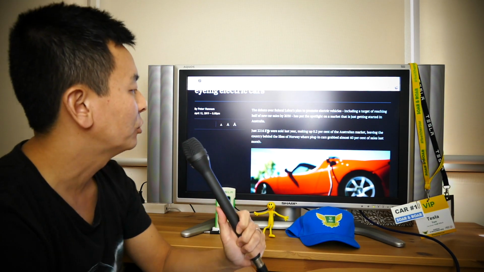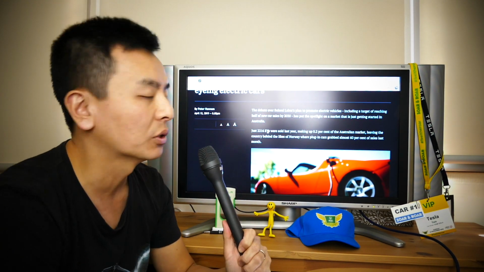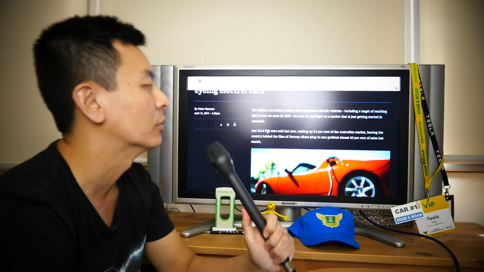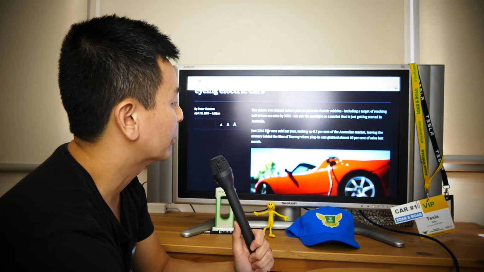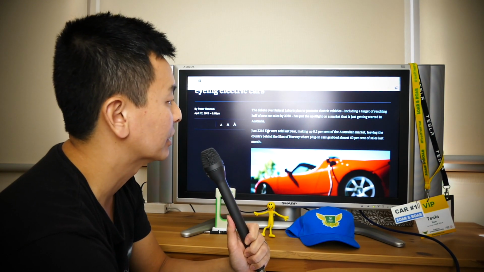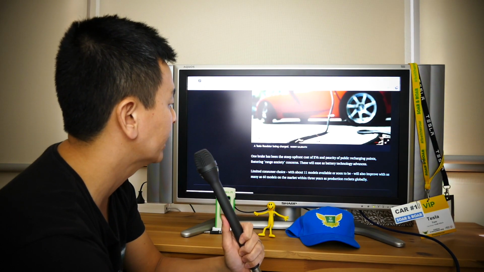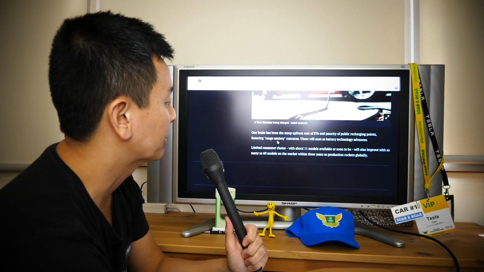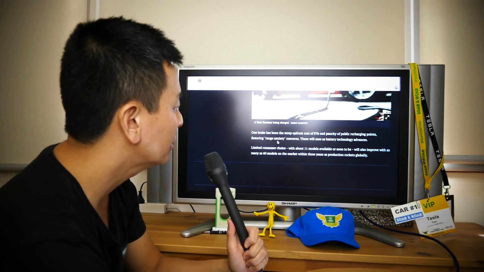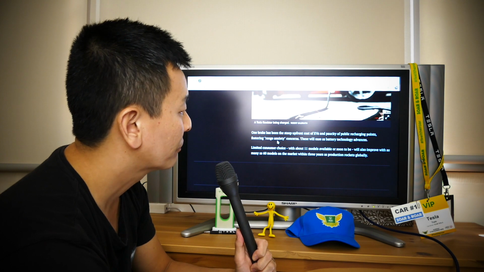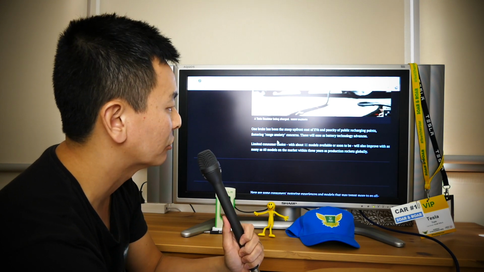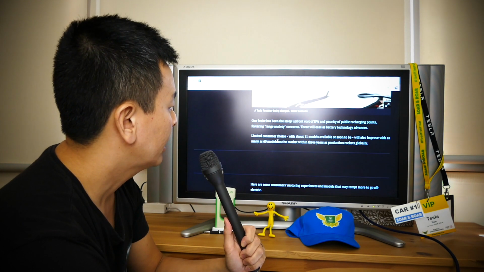It says that only 2,216 EVs were sold last year, making up 0.2% of the Australian market, leaving the country behind the likes of Norway, where plug-in cars grabbed almost 60% of sales last month. Very impressive numbers from Norway. So let's have a look. One brake has been the steep upfront cost, yes, which we know. Range anxiety is another issue. Lack of public infrastructure, so recharging points. And let's see what else.